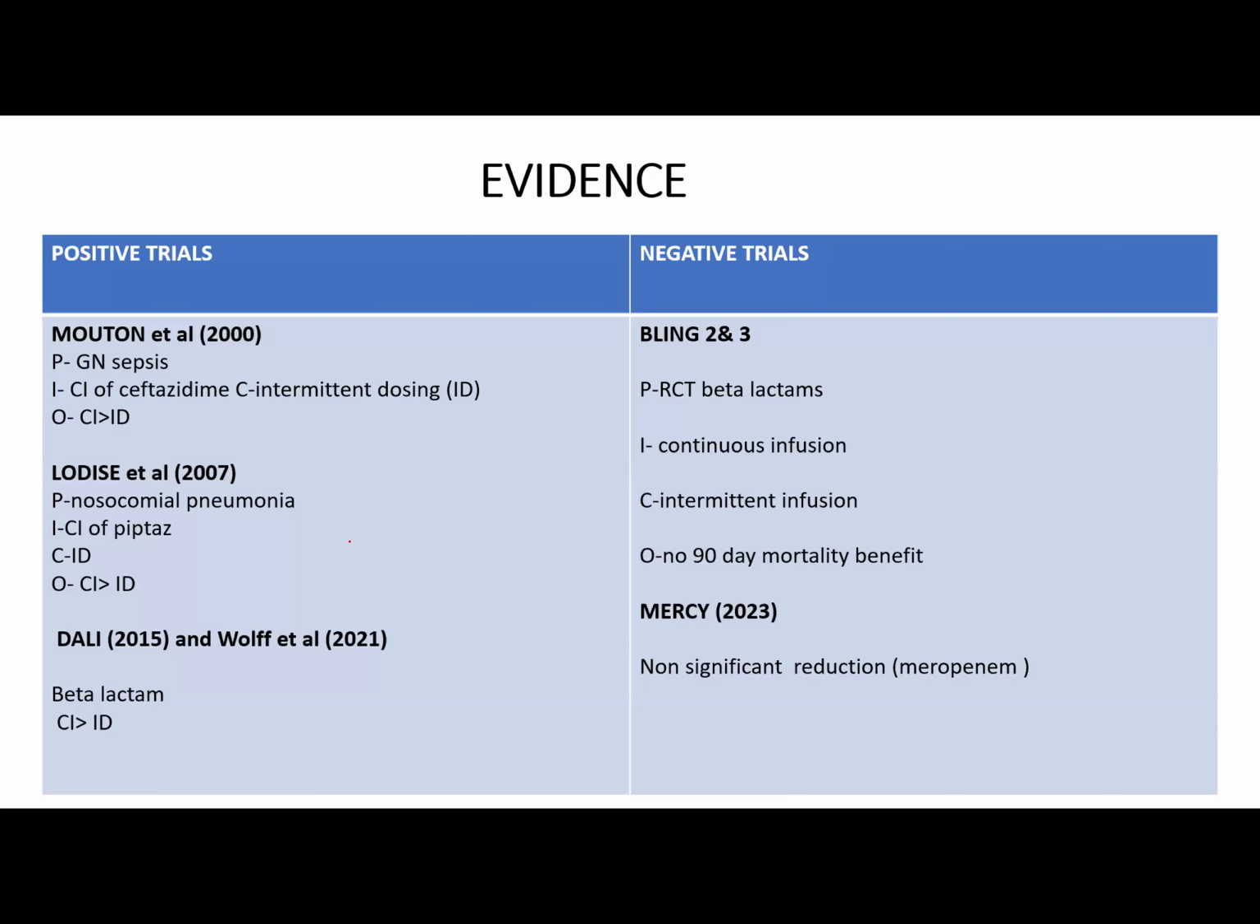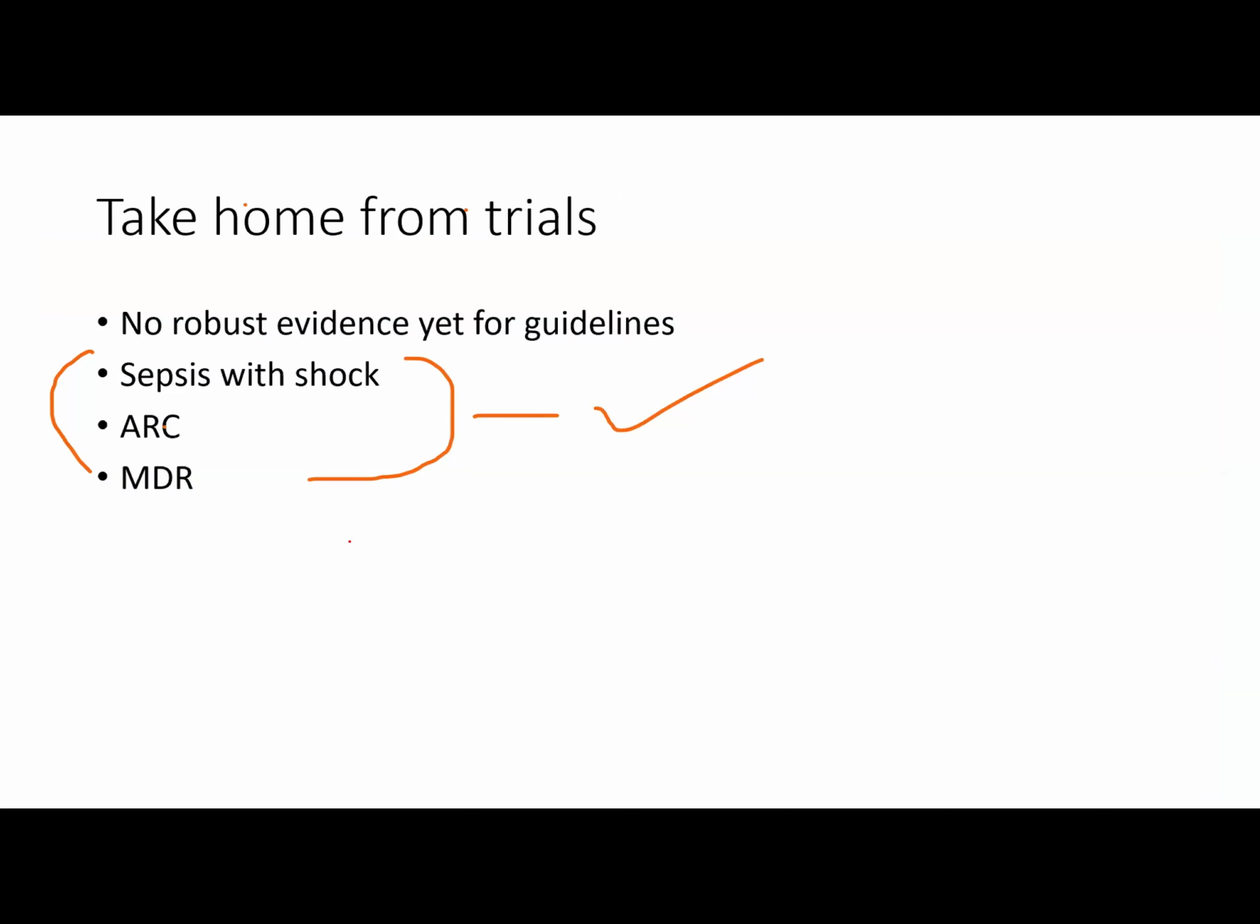Even that showed a non-significant reduction of around 2% for meropenem. So probably robust evidence is still not available despite multiple trials being done. What usually happens is that the effects of subgroup analysis and other data need to be evaluated. Probably patients with sepsis or septic shock might still benefit from infusion over a longer period of time. So what I understood from all of this is that there is no robust evidence yet for us to set guidelines that continuous infusion is better as compared to intermittent dosing.